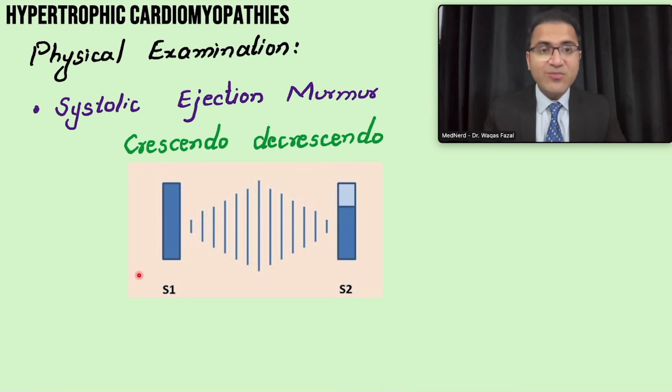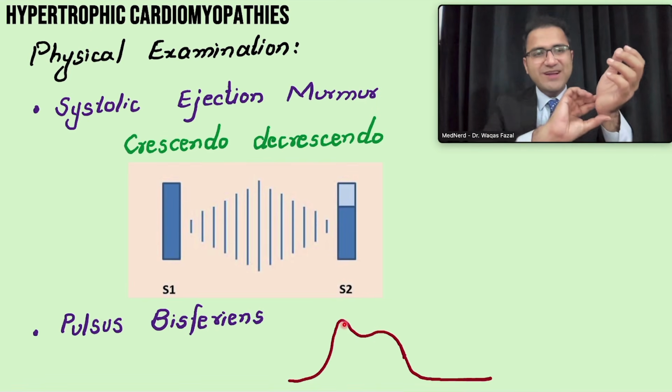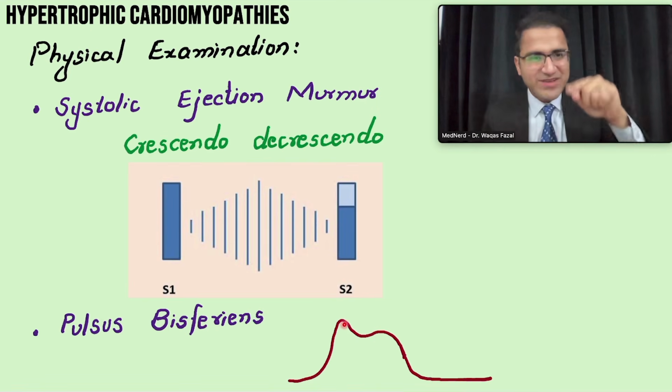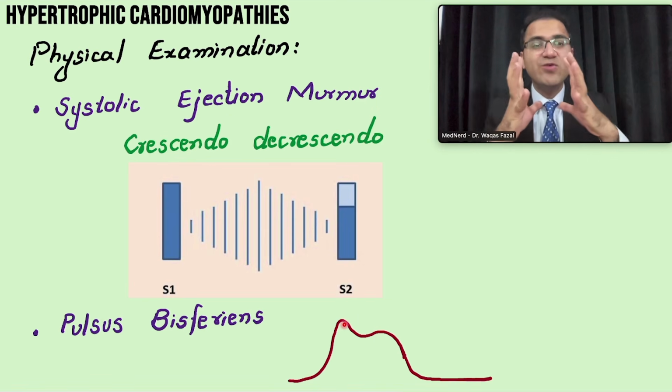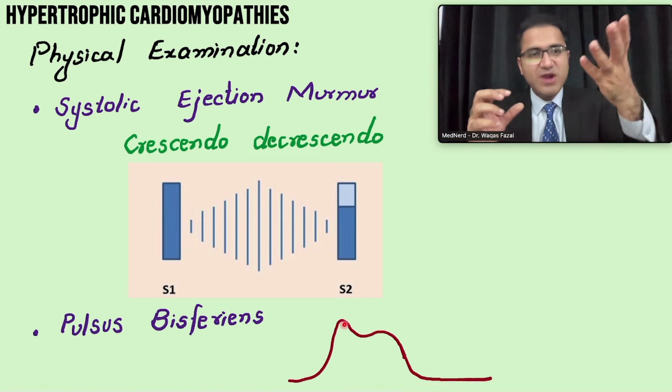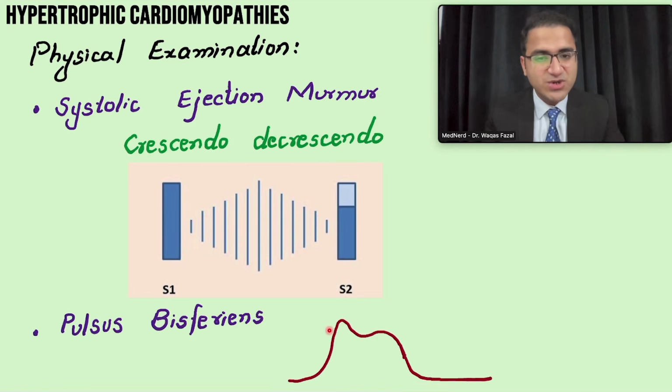Now, another important point is that there will be a bifid pulse. When you palpate the pulse, you would feel that the patient has a bifid pulse, because initially when the systole is starting to take place, a gush of blood would go out of the heart, and then all of a sudden obstruction would take place, and then the blood will flow more slowly. Therefore, there will be a bifid pulse, also called pulsus bisferiens.